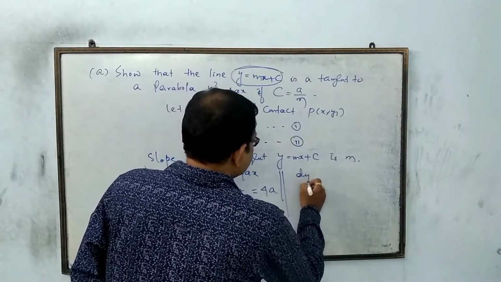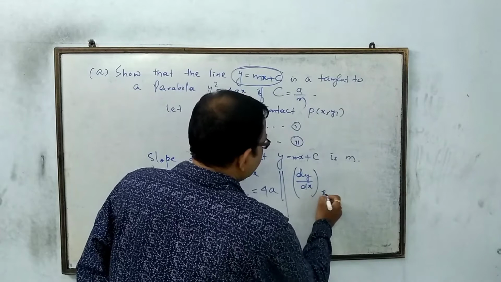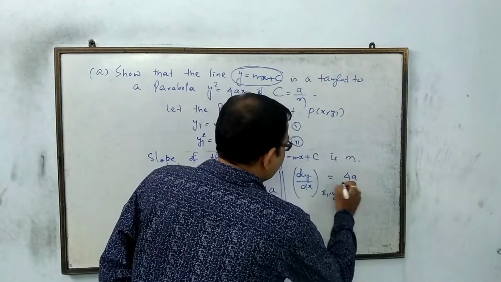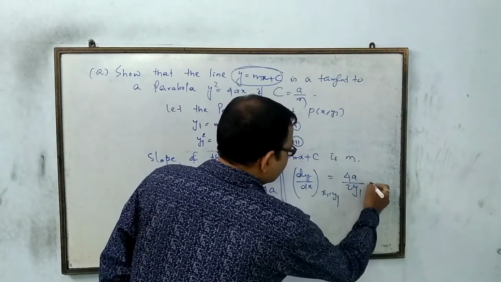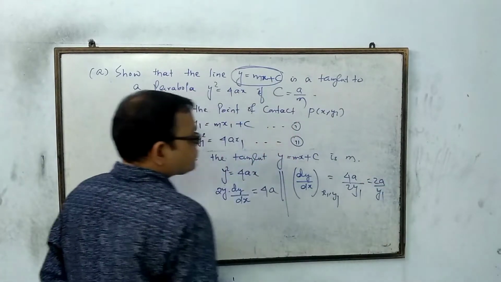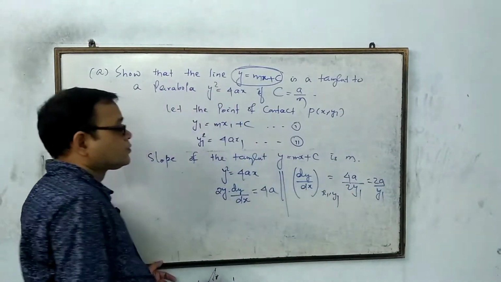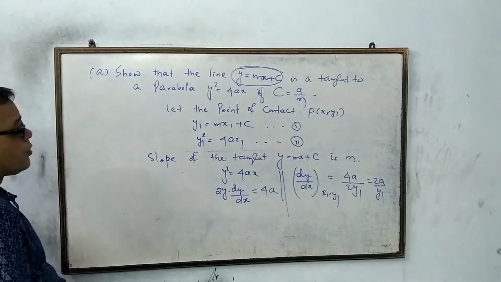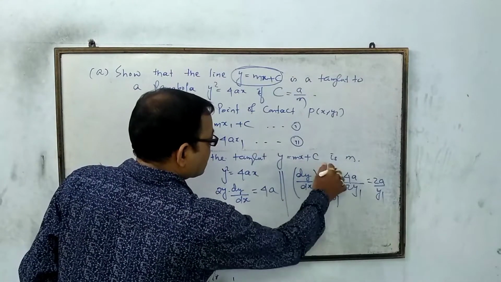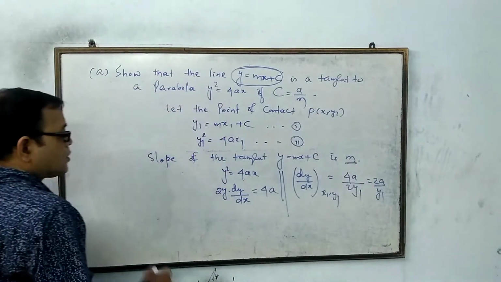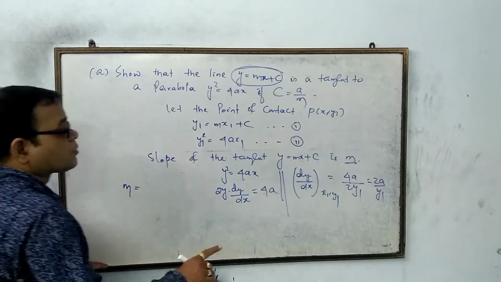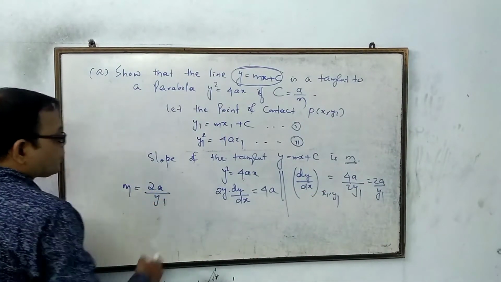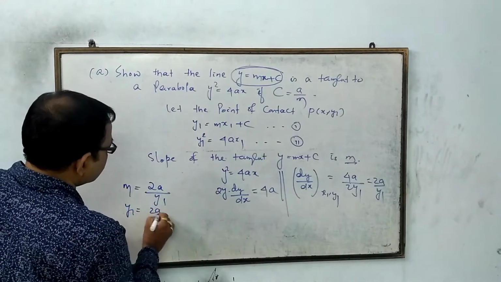So dy by dx at x1, y1, which is the slope of the tangent of this curve, is 4a upon 2y1, that is 2a upon y1. Right? We know the slope of the tangent is m, so if we apply the derivative, we get 2a upon y1. So m equal to 2a upon y1. So y1 is 2a upon m.